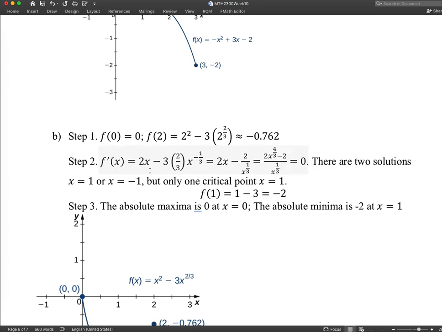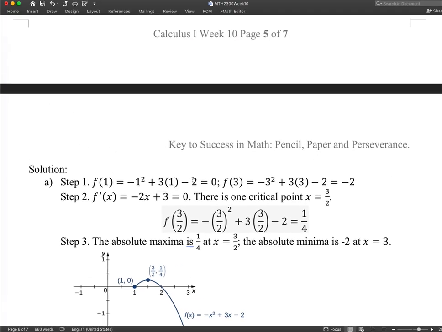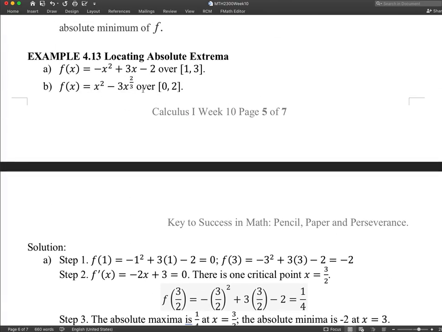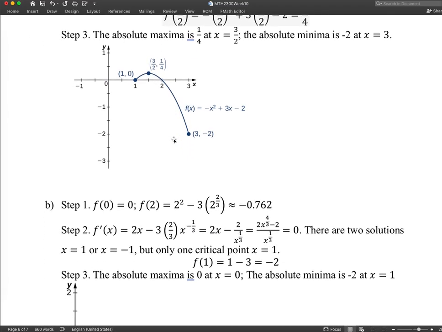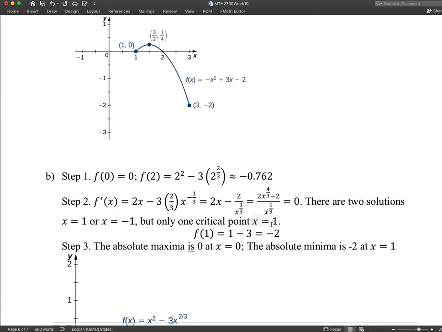It is found from setting the derivative equal to 0. And in this case, there are 2 critical points, 1 and -1. But consider what is given. For part B, we only consider the function over the interval 0 to 2. So I really should correct myself. There's only one critical point, x equals 1. -1 will not be counted, because it's not in the domain.